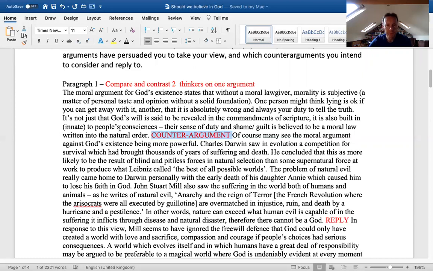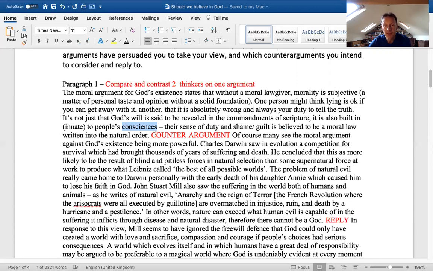So if I just read it through, the moral argument for God's existence states that without a moral lawgiver, morality is subjective, a matter of personal taste and opinion without solid foundation. One person might think lying is okay if you can get away with it. Another thinks it's absolutely wrong and always your duty to tell the truth. It's not just that God's will is said to be revealed in the 10 Commandments of Scripture, for instance. It's also built into or innate within people's consciences. Their duty and their sense of shame and guilt is believed to be a moral law written into the natural order.